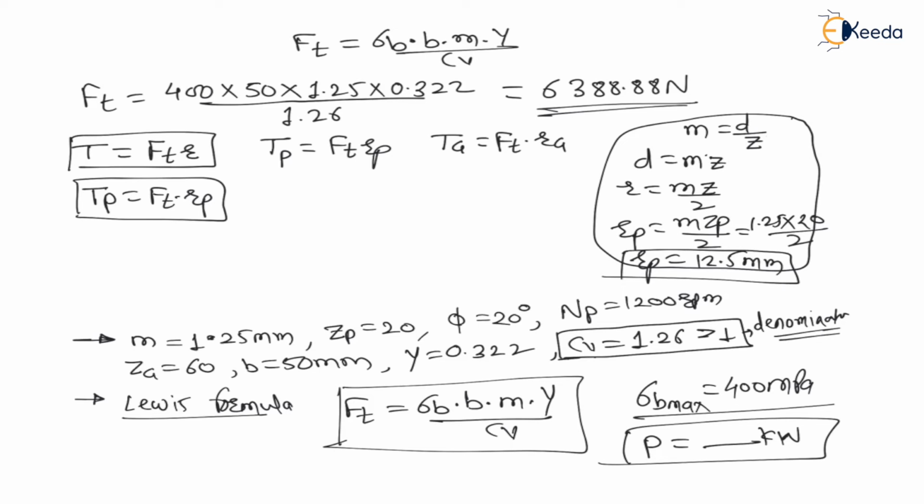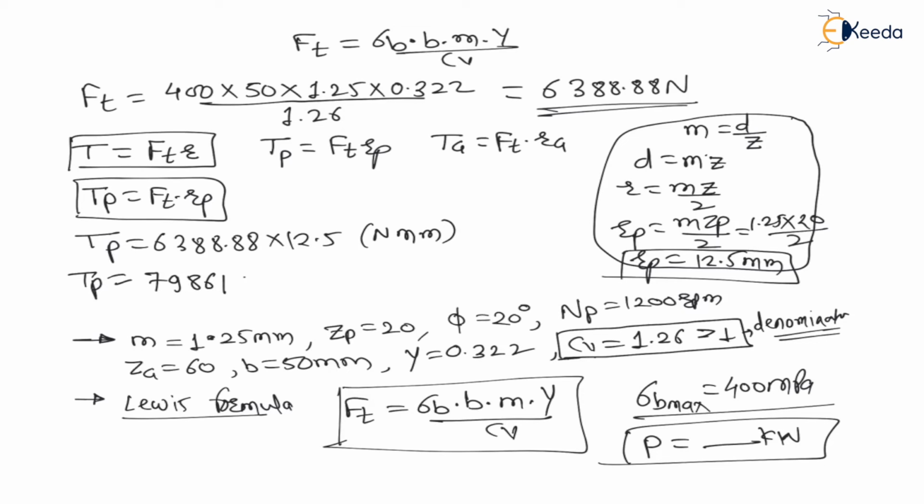Now put here. Therefore, torque transmitted by pinion is equal to tangential force 6388.88 into radius of pinion 12.5, which will be in Newton mm. This torque will be in Newton mm. Therefore, torque transmitted by pinion is equal to 79861 Newton mm. And power is nothing but, here use the formula for power now.